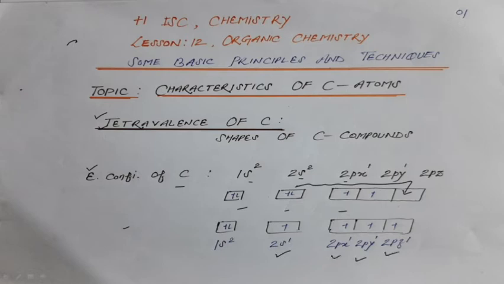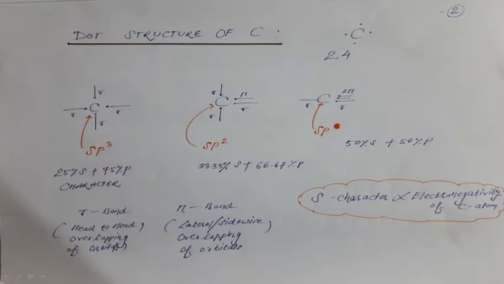So these are the inner orbitals, which do not participate in the bonding, and these are the outer orbital configuration. These four unpaired electrons can make four covalent bonds. Covalent means shared bond. Next, the dot structure of carbon. As we know, carbon has four valence electrons, and we can show four dots with the carbon symbol.